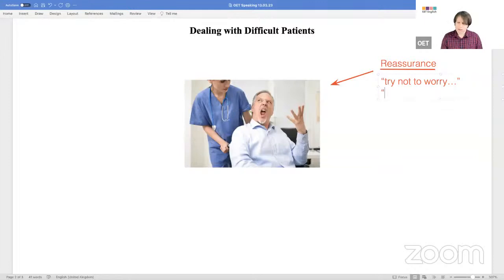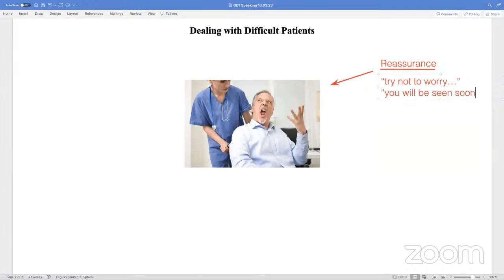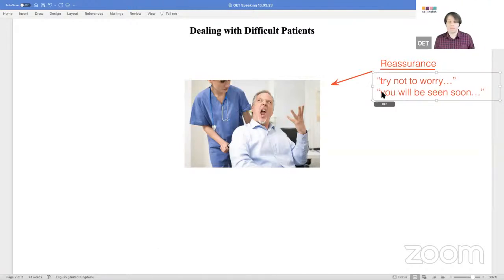I was not with that group, but we can say, try not to worry. You will be seen, or you will be examined. You are in safe hands. Even if I'm complaining about the time, you're in the right place. Yeah, you're in the right place. You're in safe hands. Okay, so stop there, guys.